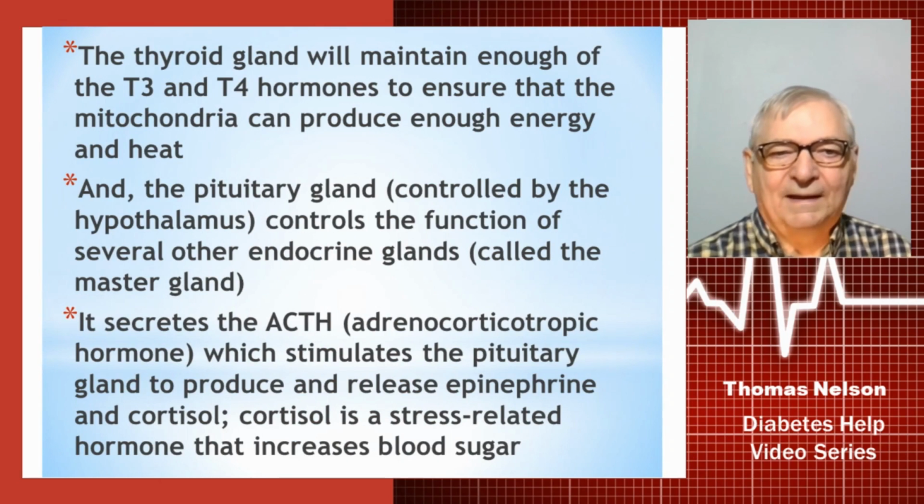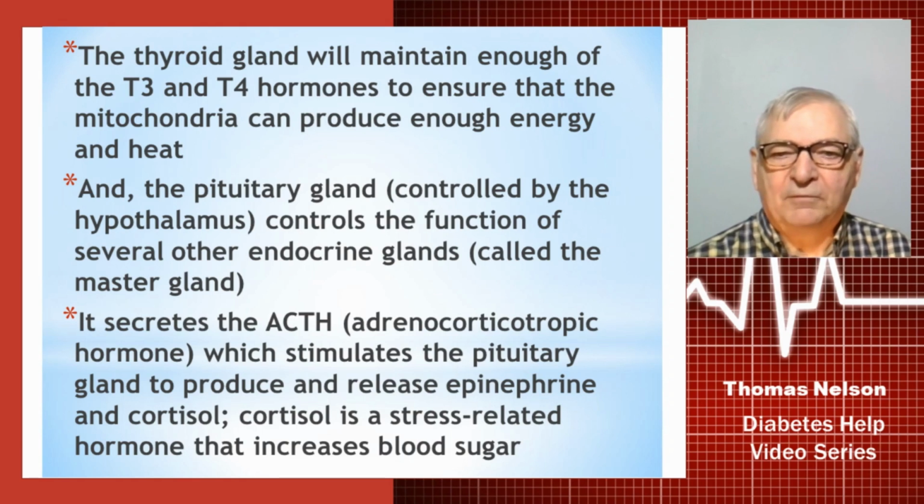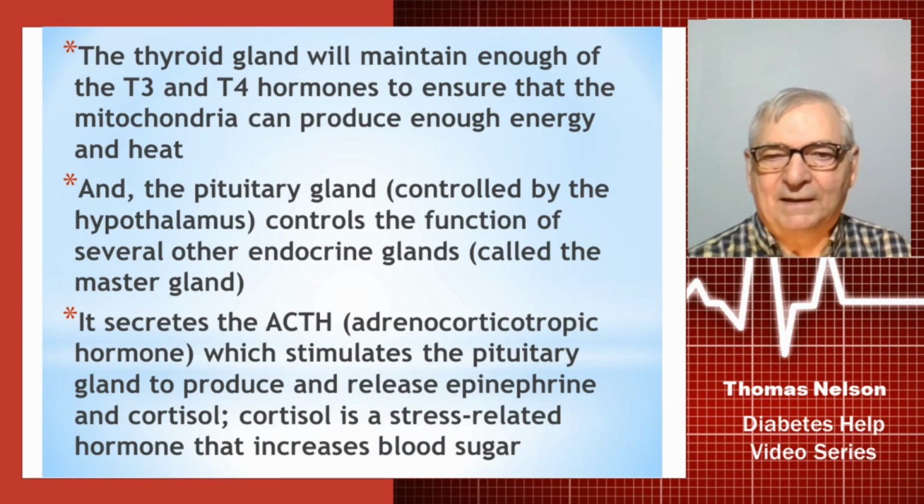So the thyroid gland is going to maintain enough of the T3 and T4 hormones to ensure that the mitochondria, the power plants in your cells, can produce enough energy and heat to keep your body going. You recall from earlier videos that the thyroid hormone, T3, is the hormone that enters your power plants inside all 37 trillion of your body cells, and it lights the fire in the power plant that actually produces the heat and the energy. So it's extremely important.